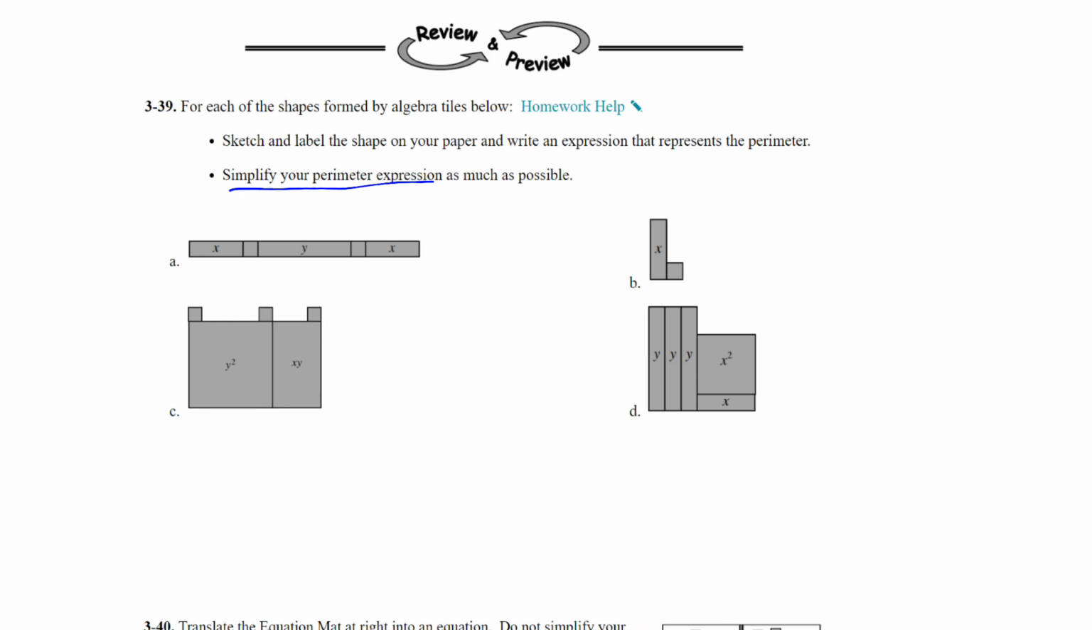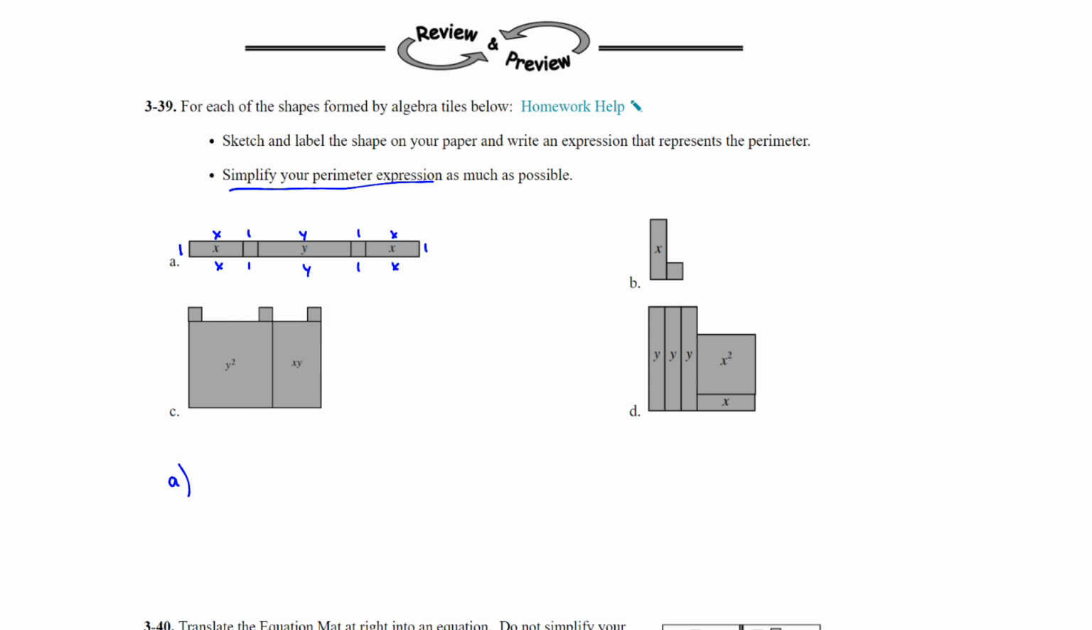So on part A, you have one unit, x, 1, y, 1, x, 1, and on the other side you have the same thing. So we just want to find the perimeter for that. So we can write it all the way out. I'm going to go ahead and add it as we go along.